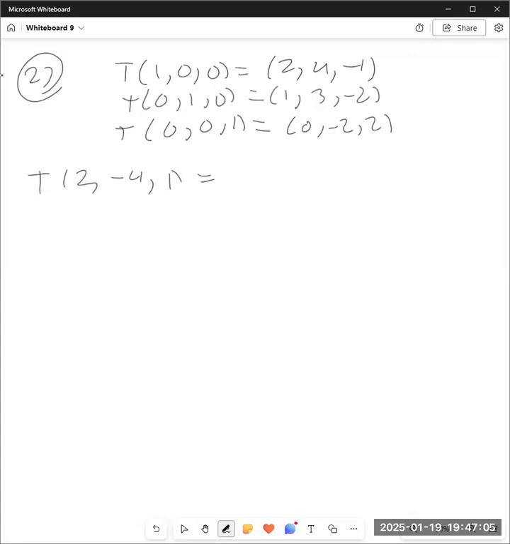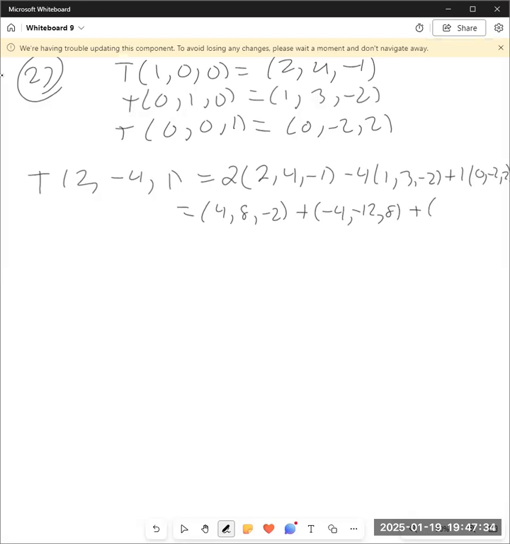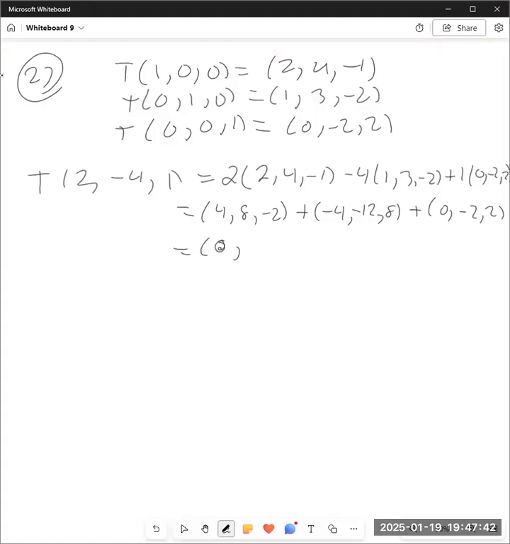So we're going to use the constant multiplier rule and say that this is 2 times [2, 4, -1], minus 4 times [1, 3, -2], plus 1 times [0, -2, 2]. So that's going to give me [4, 8, -2] plus [-4, -12, 8] plus [0, -2, 2]. That's [0, -6].